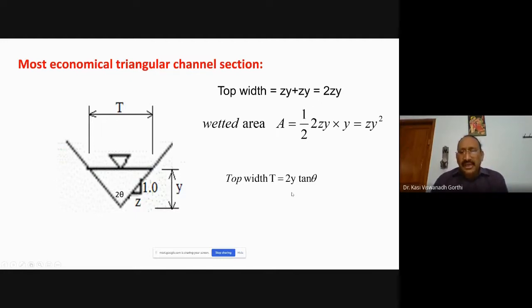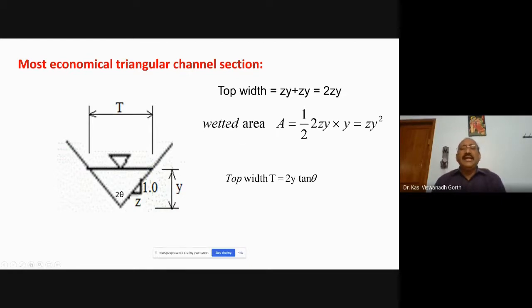Also, if you take the included angle theta, tan theta will be equal to T by 2y. And hence, you have the top width T equal to 2y tan theta, because T is the top width. So if you take one side of the triangle, it is T by 2. So tan theta will be equal to T by 2 divided by y. And hence T is equal to 2y tan theta.